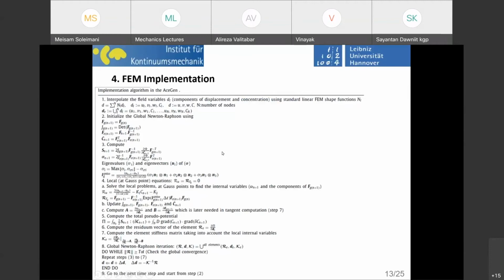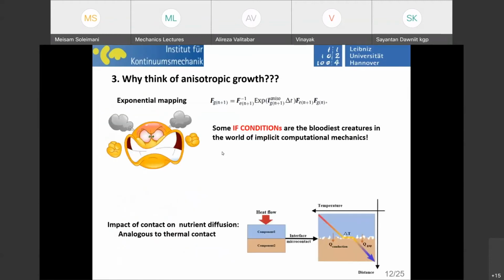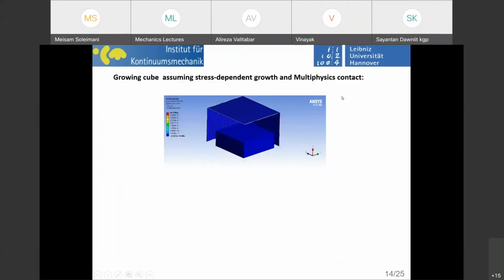I mean, for those of you who are familiar with ANSYS, you know that in ANSYS, if you want to define a user element, it should be a Fortran file, and then it should be compiled, and then you need to basically use that user element. It means that a particular element that you have created.